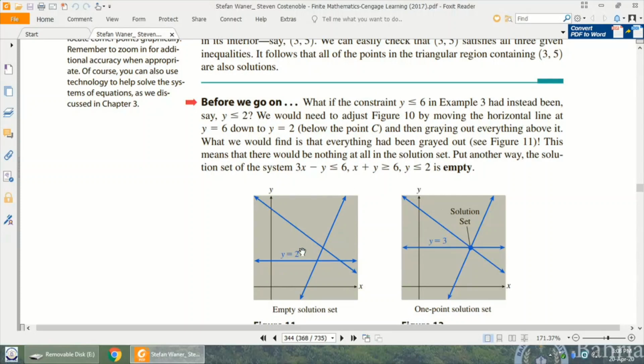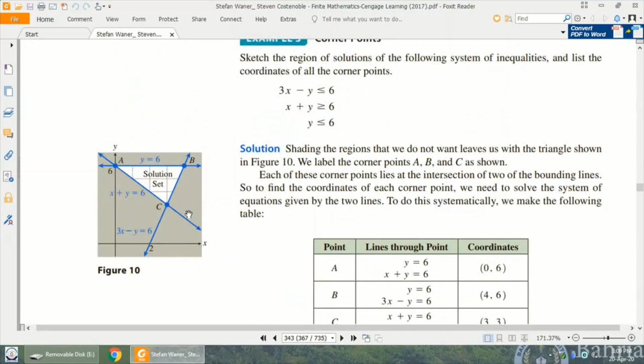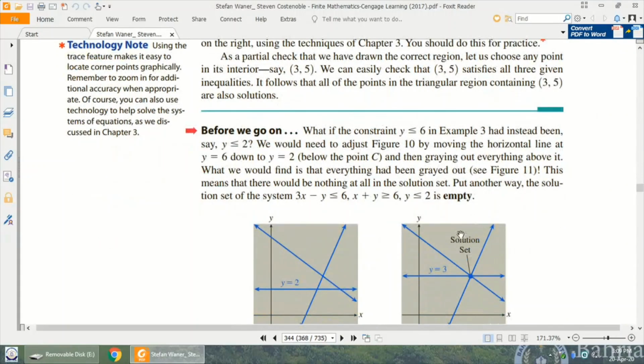This is basically your figure 11, and I would like you to see that we are moving the horizontal line at y equal to 6 down to y equal to 2. So now we have figure 10. We have y equal to 6, and then we can move it to y equal to 2 somewhere here, maybe down, like they have moved it. So this is not actually intersecting at this point, but way down. In that case, this is below the point C actually, so graying out everything above it. So this is basically empty, there was nothing at all in the solution set.